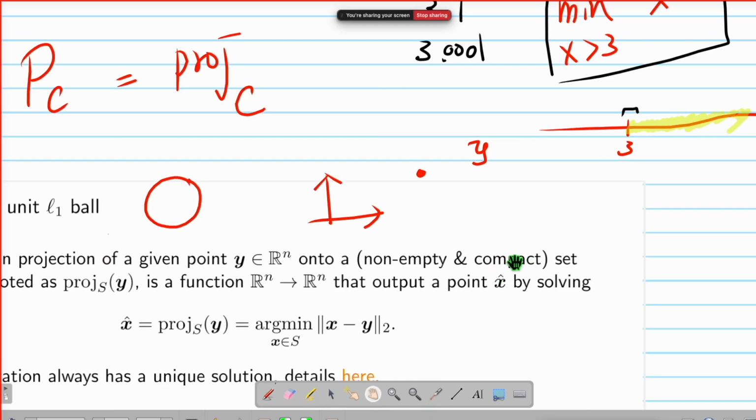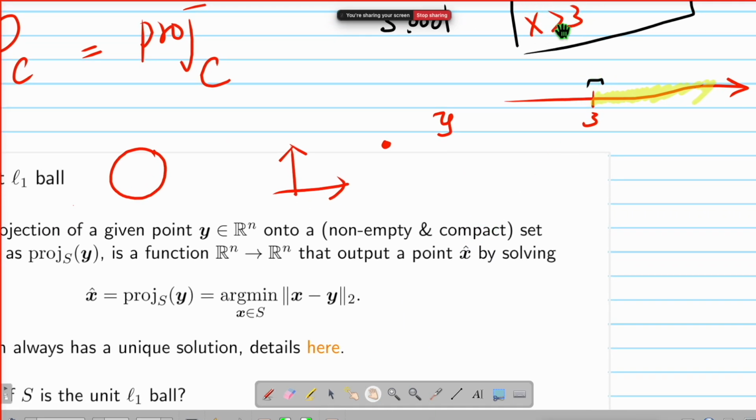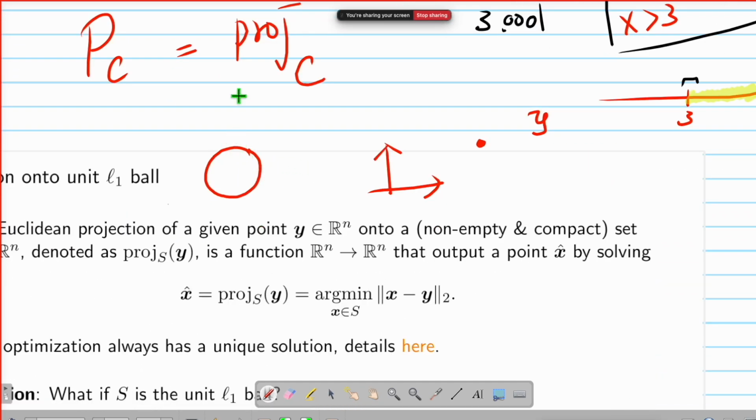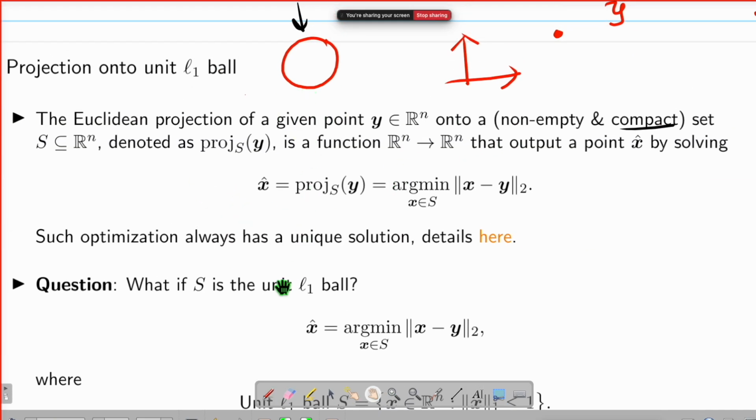What's compact? Compact means closed and bounded. This set is open, it's not closed, which means you cannot draw a boundary. If it's not bounded, that means you can go to infinity. So closed and bounded means you cannot go to infinity. You have a limited set and you can draw the boundary. This is the meaning of compact. In these notes, I use the notation S, so it's the same thing.